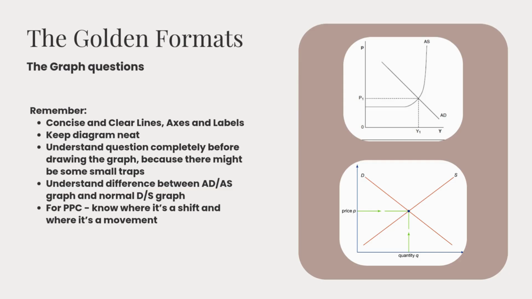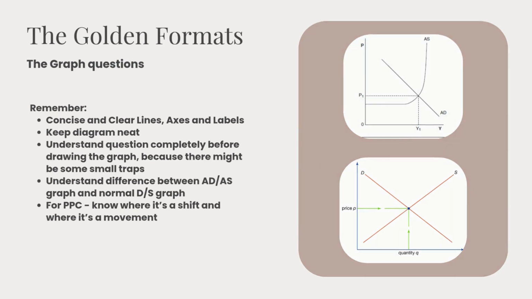Whereas if it's a shift outwards or inwards, it basically means there's a change in the quality or the quantity of the factors of production. Let's say for quantity, you can say more people enter the labor force or technological advancement. And when they say quality, then you can say maybe higher productivity. All of these can cause an outward shift, and natural disasters and such things can cause an inward shift. So that's all you need to know about graphs.